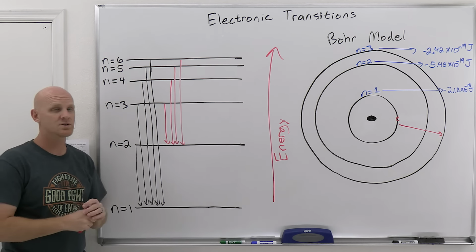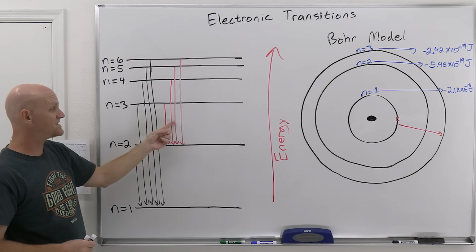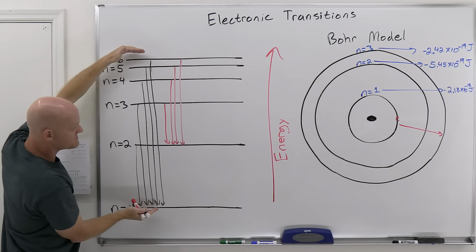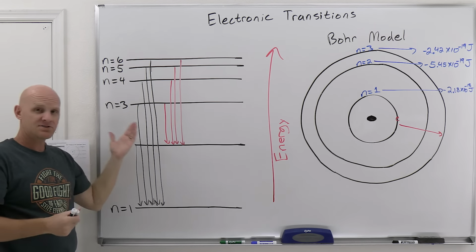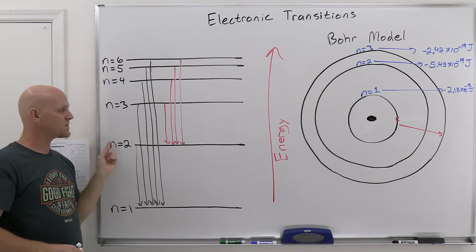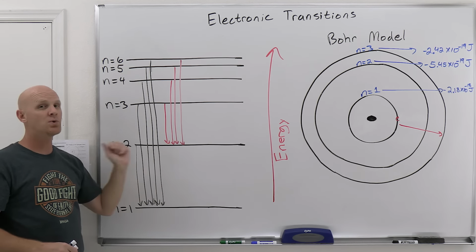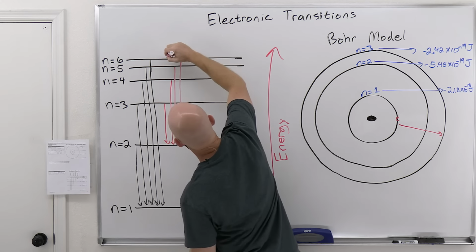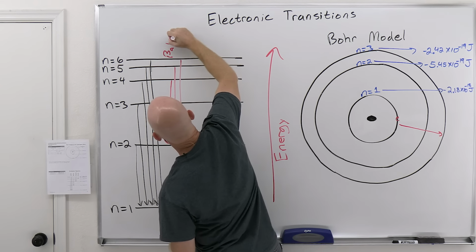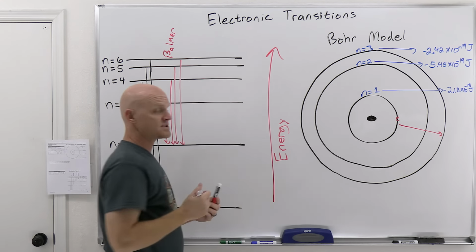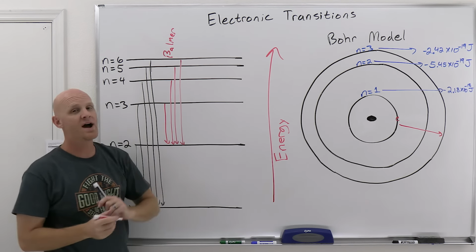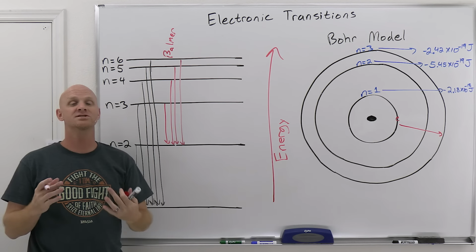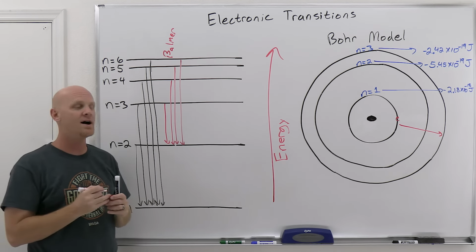Now, what you should notice is that the difference in energy for this series is smaller than the differences in energy for this series. And it turns out that this particular series, where they drop down to the n equals 2 orbit, is called the Balmer series, and it gets a special name. Well, they all get special names, but this one gets special notoriety because a lot of the lines in the Balmer series correspond to visible light, light that we can see with our eyes.